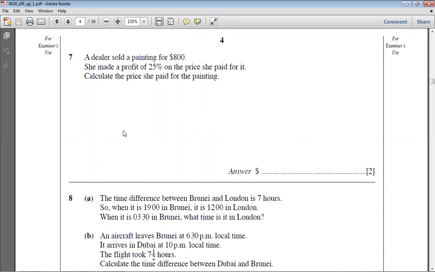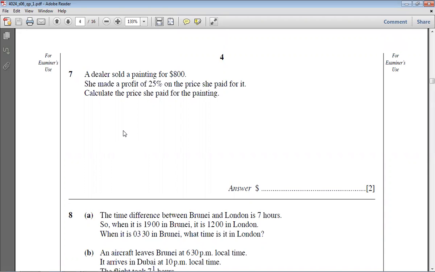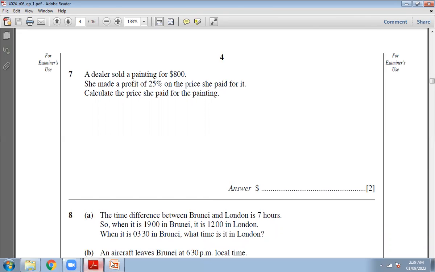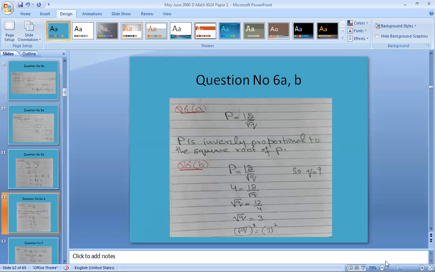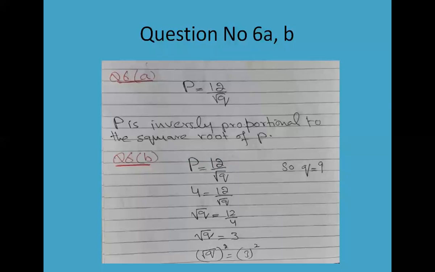So we will suppose that cost is X and they have taken 25% profit. So the sale is cost plus the profit. So we will have X plus 25% of X is equal to sale, which is 800. So it's a 2-mark question. Let me show you my work because I'm going to solve it with the help of algebra.